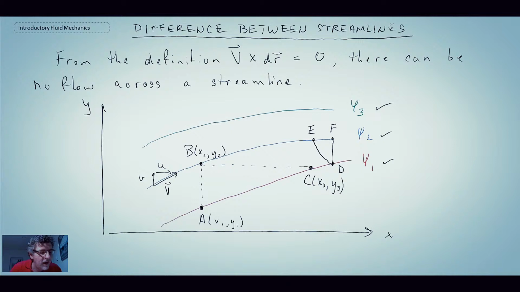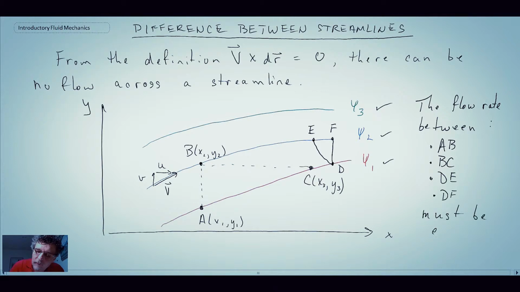And so we can write, given that each of those lines is going between stream functions, the flow rate between any of those lines needs to be the same, or along any of those lines. And so what we'll be doing is we'll be taking a look at the analysis of that, and we'll begin by evaluating the flow rate along AB.